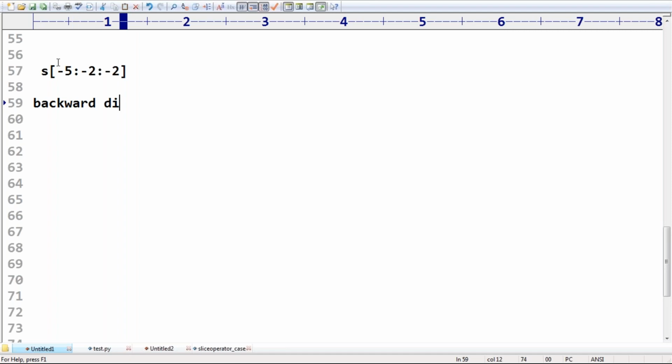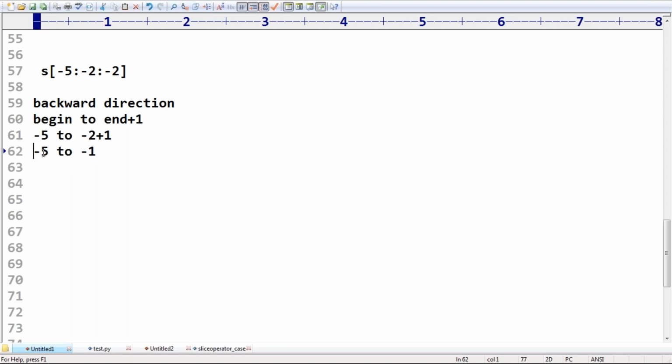Backward direction. Okay. If it is the backward direction, begin to end plus 1. Begin means minus 5, to minus 2 plus 1, which means minus 5 to minus 1. So from minus 5 index to minus 1 index, you require to move in the backward direction.